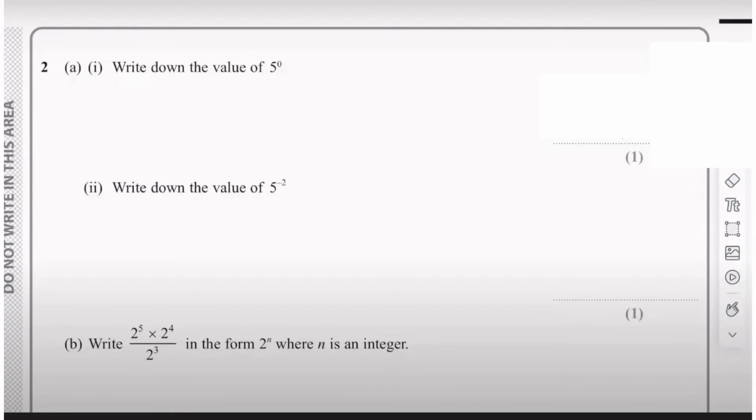Part B says write down the value of 2 to the power of 5 times 2 to the power of 4 over 2 cubed in the form of 2 to the power of n, where n is an integer. Now, whenever we're multiplying similar bases, the 2's are bases. So when we multiply similar bases, you add the power. So 2 to the power of 5 times 2 to the power of 4 is going to be 2 to the power of 5 plus 4, which is 2 to the power of 9.